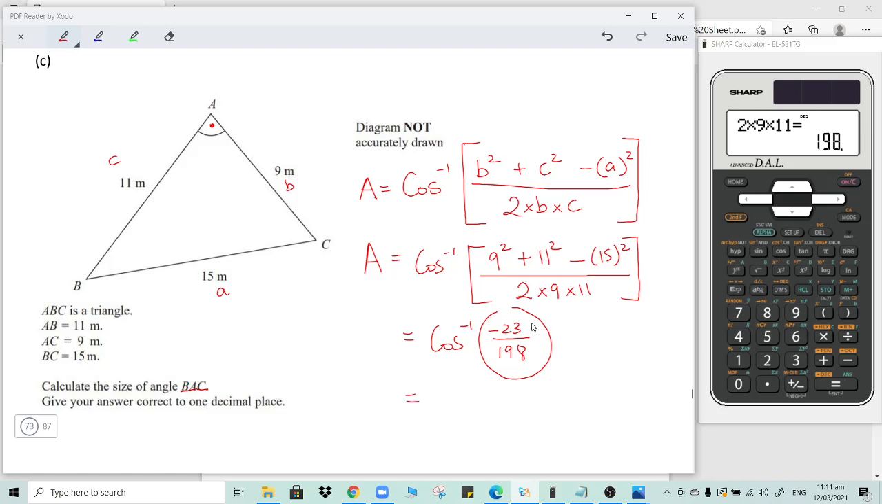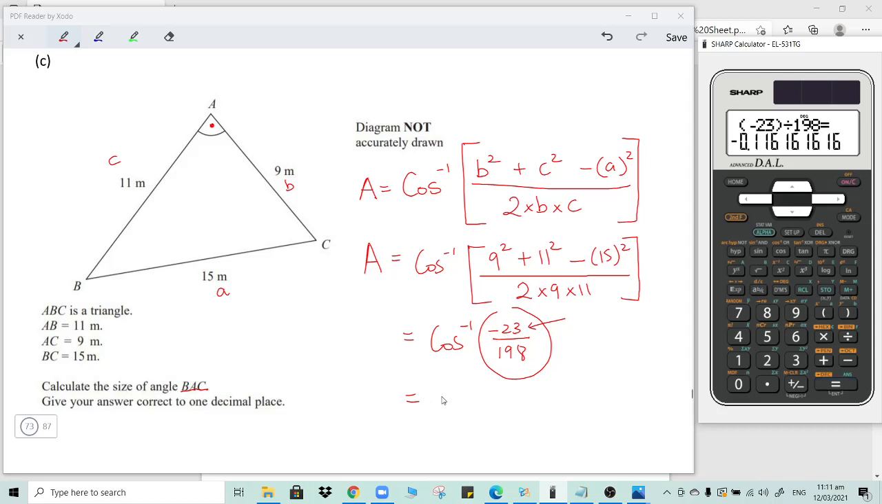Let's divide this. Now, here's a common mistake. Look at on top. We have minus 23. Not all the time you will get a minus number, but today we did. So please don't forget the minus sign like it's not important. It's super important. Minus 23 divided by 198. You just can't ignore a minus sign because you feel like it. If it's part of the number, please write it back.